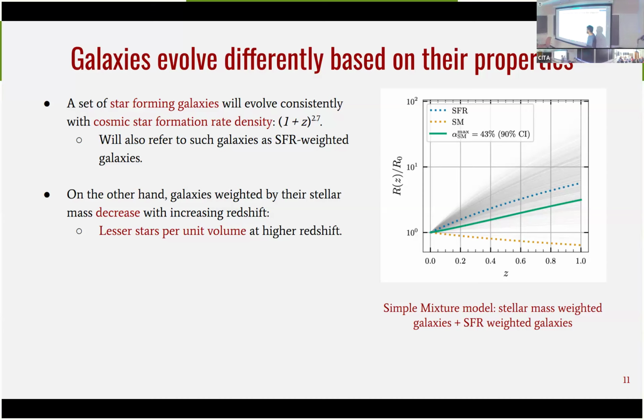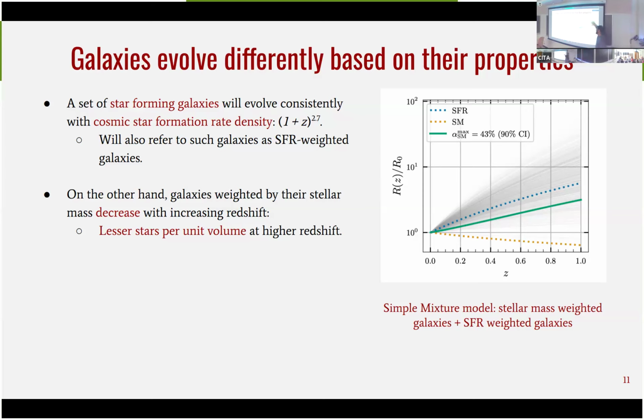On the other hand, if you weight galaxies by their stellar mass and ask what that distribution looks like, that will decrease with increasing redshift. And that's just a byproduct of the fact that galaxies form their stellar mass over time, and you have more stellar mass in the universe right now than you had in the past. So this is that curve. And these black lines are basically, you can think of these as error regions of our inference from the latest gravitational wave transient catalog.